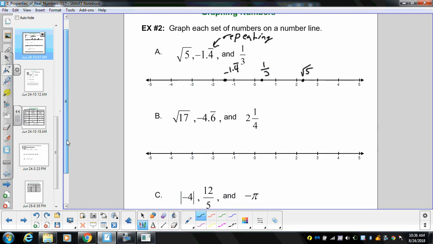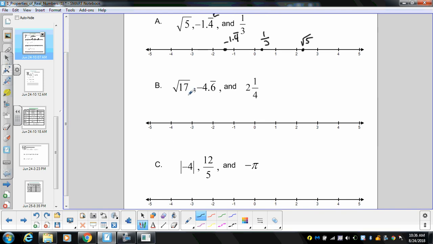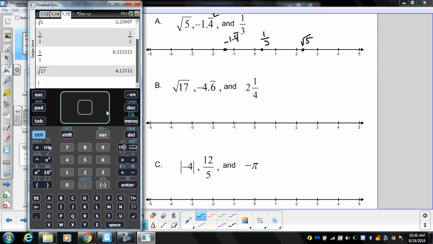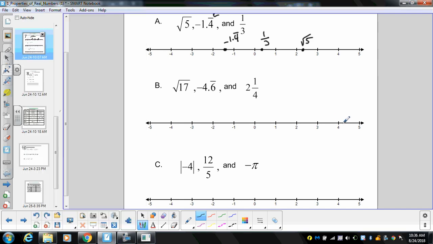All right, so let's look at part B. The square root of 17. Again, go through the same process in your calculator. Type in the square root of 17, again using Control X squared. I'm going to type in 17 and then enter, and I see it's 4.12311. So I'm going to come over here to a little past 4, and that's going to be my little dot. It's going to be the square root of 17.